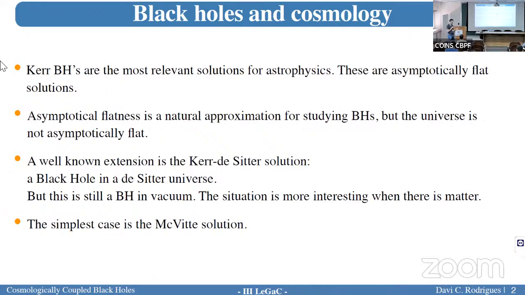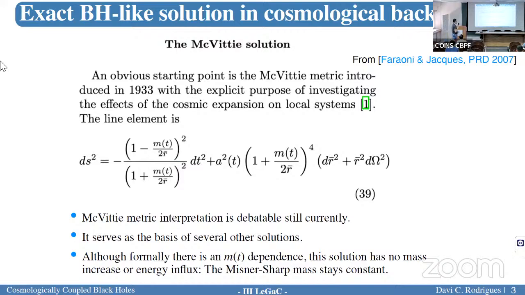When there is matter, the simplest case is the McVittie solution, and some of its interpretations are kind of polemic. In some sense, it's a very natural solution, because if you put this m of t as a constant, and put this a also to be 1, you find exactly the Schwarzschild solution in isotropic coordinates. When you put m equal to 0, you find exactly the Friedmann-Lemaître-Robertson-Walker solution. And when both m and a vary, you find something that interpolates both cases. The extreme cases are very well understood, but the interpolation case is not so simple. There is some discussion about what exactly this is, but let's say it's a kind of black hole.